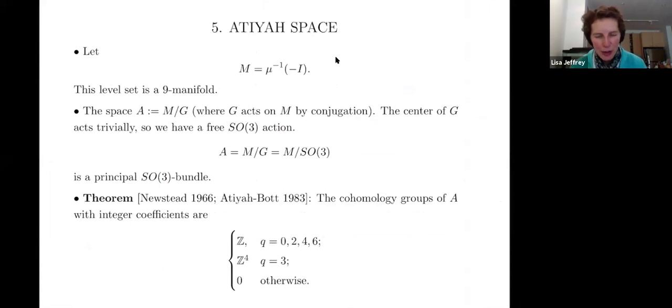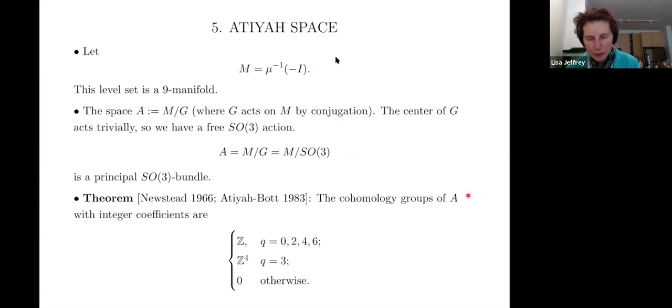So, M is the universe minus what? Minus I. A 9-manifold. And then there's its quotient by G, which is A. So you have a principal bundle: M is a principal bundle over A with fiber SO(3).